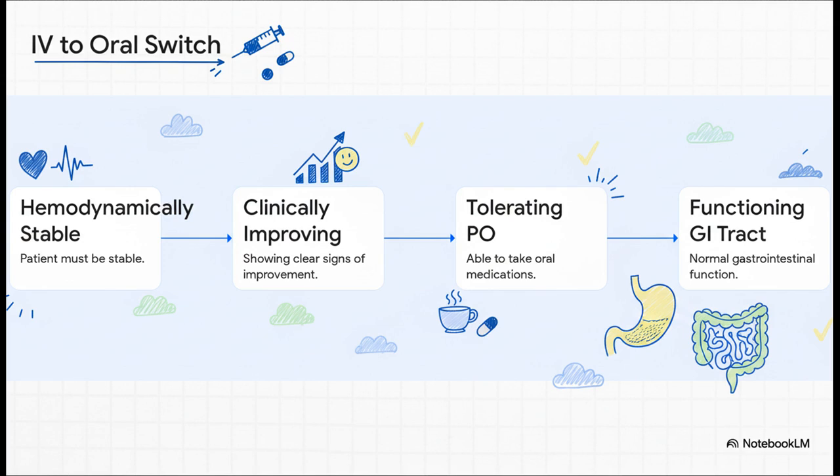1. Are they hemodynamically stable? 2. Are they clearly improving clinically? 3. Can they actually take things by mouth? And 4. Is their gut working? If you can check all 4 of those boxes, they are ready to switch to oral antibiotics.